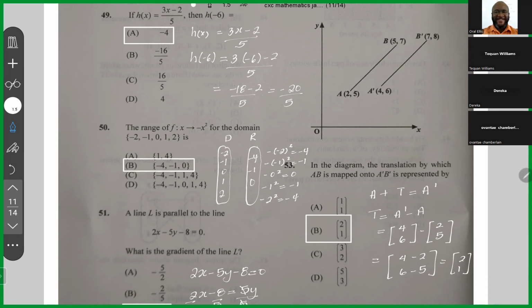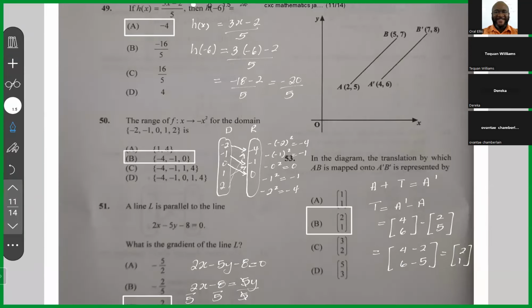So you're going to go what? Minus 2 corresponds to minus 4. Minus 1 corresponds to minus 1. 0 corresponds to 0. 1 corresponds to minus 1. And 2 corresponds to minus 4. The only elements in the range are minus 4, minus 1, and 0. If you got this question wrong, do not get it wrong again.